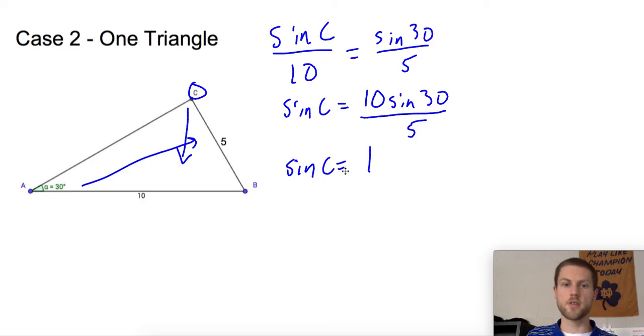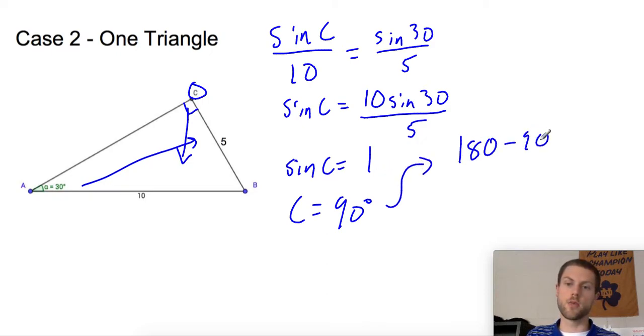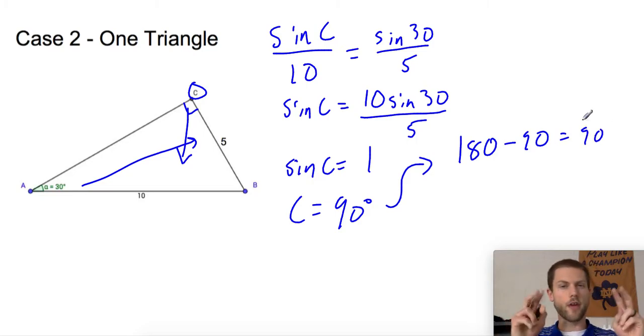If sine of C equals 1, this is a special angle, so we should know this one. The angle C is going to equal 90 degrees. And this is actually a right triangle in this case. We could apply the same logic that we did before: if supplementary angles have the same sine, we could check 180 minus 90 to find the other angle. But hopefully you can see here that this is the same angle.